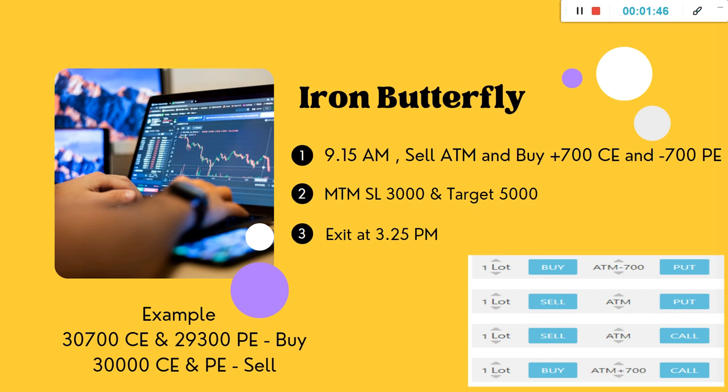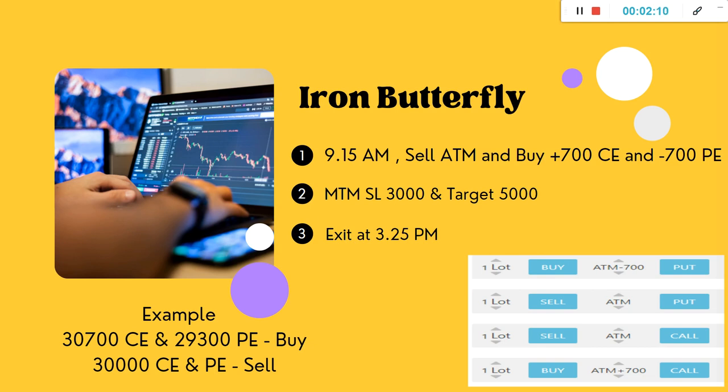So this is the strategy, a quick example of how you need to take a position. Once you are in the position, you need to check the overall MTM loss. If it reaches 3000, we can exit all the positions. And if you reach the overall target of 5000, you can exit the position. So this is the stop loss and target.